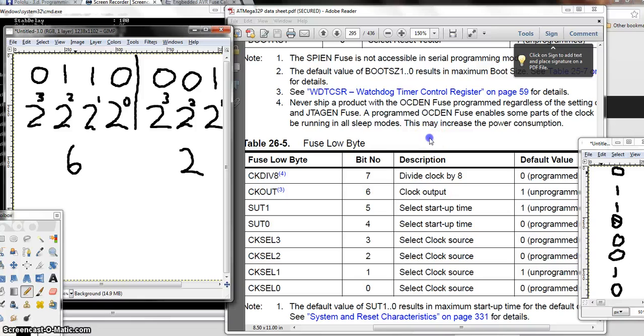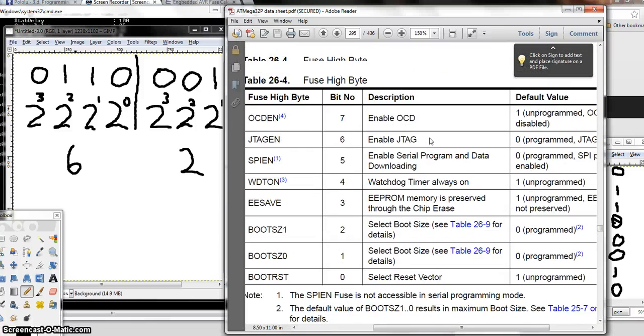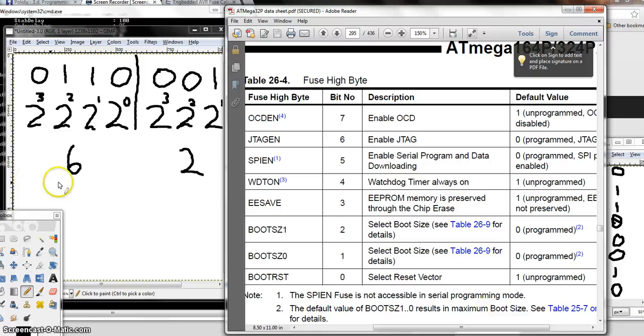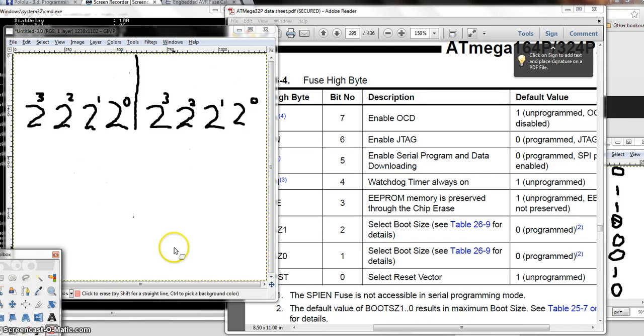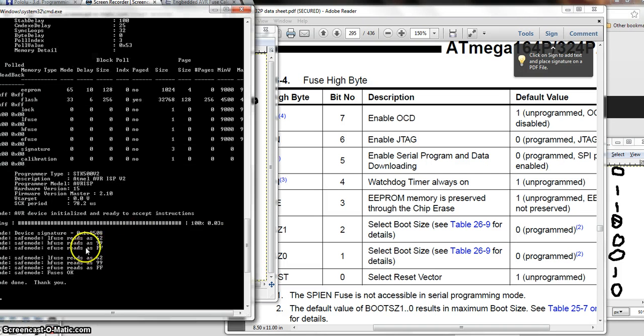Okay, basically I did that for the low byte, and now I'm going to do the same thing for the next one. I just erased the stuff I had on there. This is for the high fuse, and we got a factory setting of 99.